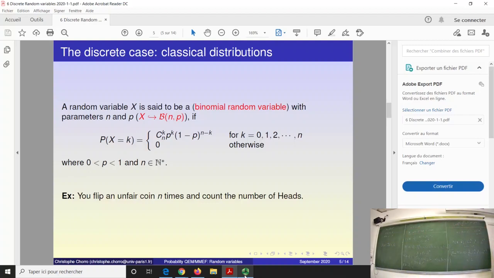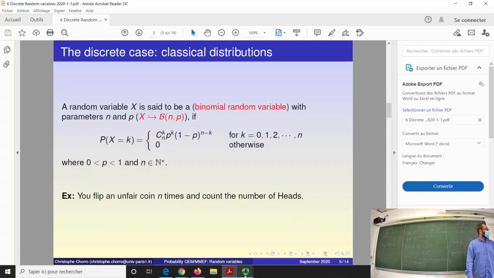So the binomial appears as repetitions of a random experiment with two outcomes, a success and a failure, when I want to count the number of successes. It's what you need to have in mind, intuitively, to make links between the binomial and real-life experiments.